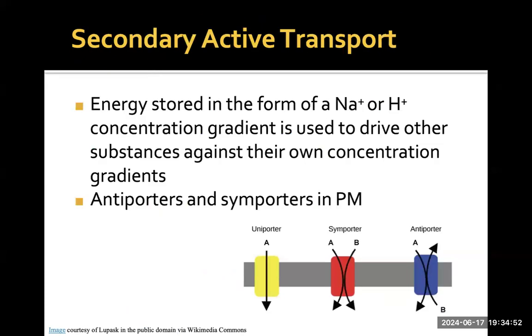The next example is secondary active transportation. In this case, you have energy that is stored in the form of sodium or hydrogen ions in a concentration gradient that's going to be used to drive other substances against their own concentration gradient. So these are going to be things like antiports or symporters. So anti means opposite. It means something is moving in and another thing is moving out. Sym means same. So the two things are both moving the same direction. Either they're both moving in or they're both moving out.